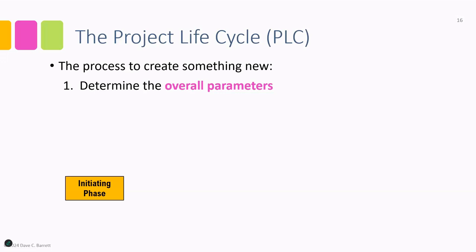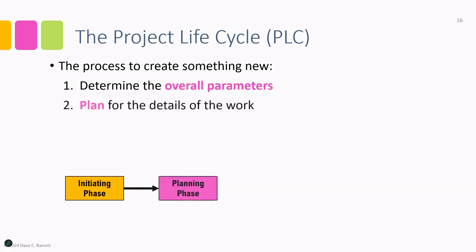The second step is to plan for the details of the work. Once you know what the overall parameters are, the next step is to start to define how this would be done, but do the work in a plan mode. It's done on paper or in electronic files, but the actual output is not created yet. We are in a planning mode. We're inventing it in our mind, or the collective minds of those working on the project. That's referred to as the planning phase.